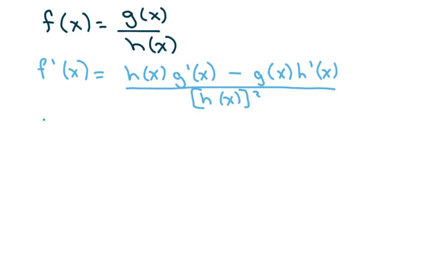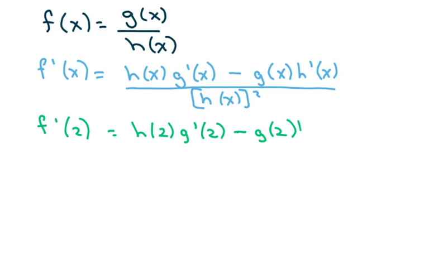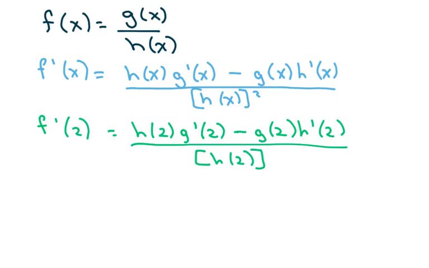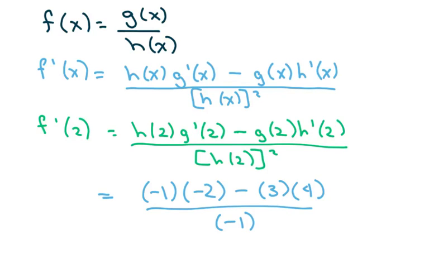Now we need to evaluate at 2, so you just write the same thing but plug in that 2, all over h of 2 squared. And then you just use substitution. So we're going to get negative 1 times negative 2 minus 3 times 4, all over negative 1 squared. And that's all going to equal negative 10.